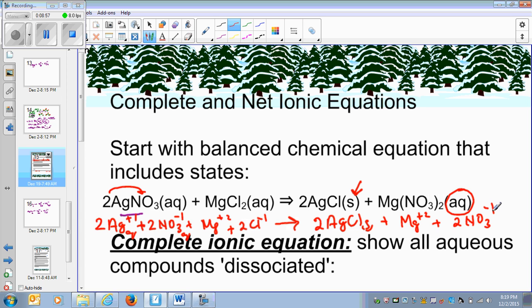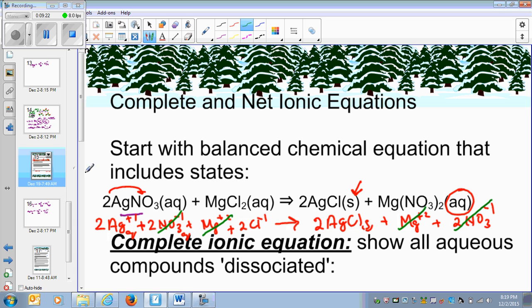Now what I'm going to do is cancel out the common ions. Common ions are called spectator ions. I see there are some common ions, which are ions on the reactant side and ions on the product side. So I have magnesium as an ion here and magnesium as an ion here. Then I have nitrate as an ion here and nitrate ion here.